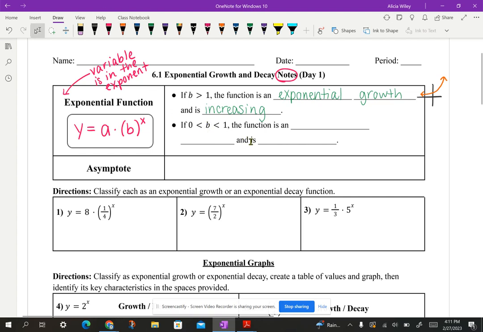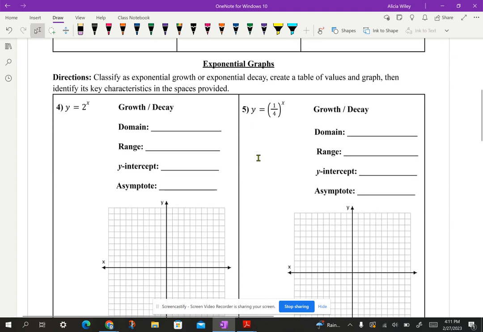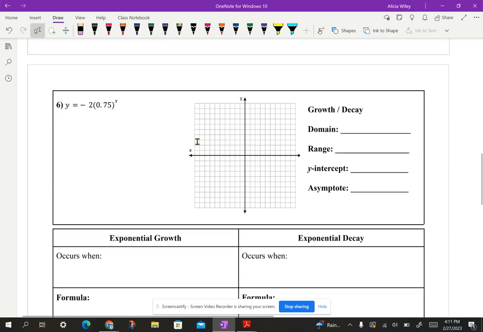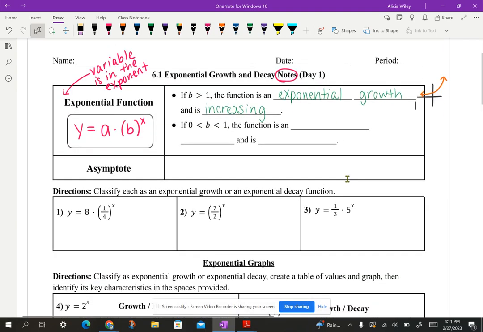If the base is something between 0 and 1, and sometimes they give it to you as a fraction, sometimes as a decimal, you can see that on the back here, but it's a value between 0 and 1, then you have what we call an exponential decay function. In an exponential decay function, as your x values get bigger, your y values are going to be decreasing. So on the graph, as you go left to right, the graph is going to start way up here and come down like that.